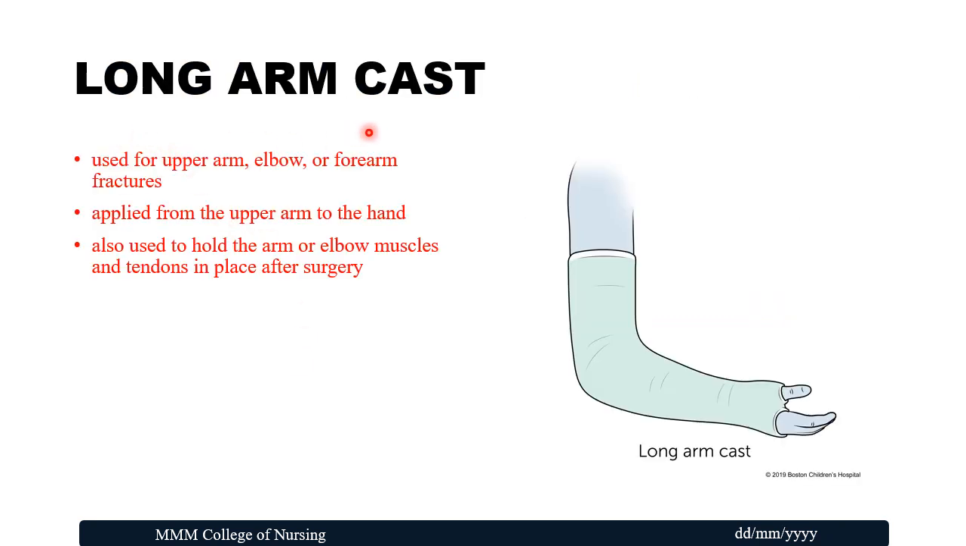Next is the long arm cast. As you see, it runs from the upper arm down past the elbow to the forearm. This is mainly used for entire arm fractures, applied from the upper arm to the hand. It is also used to hold the arm or elbow muscles and tendons in place after surgery.